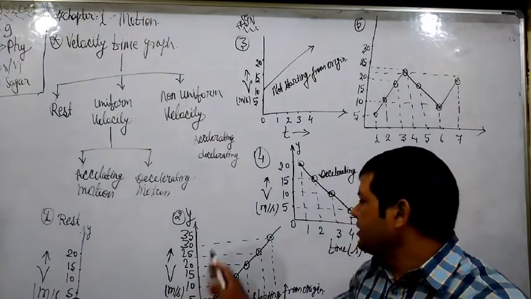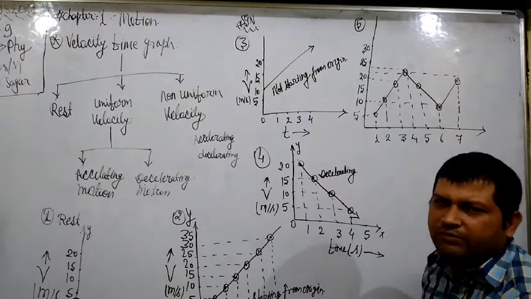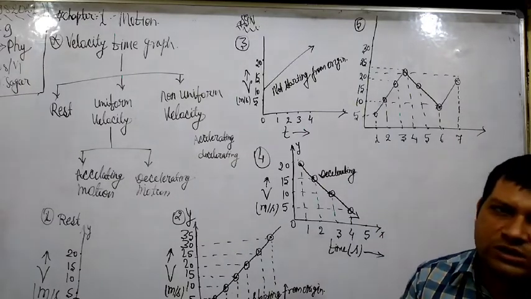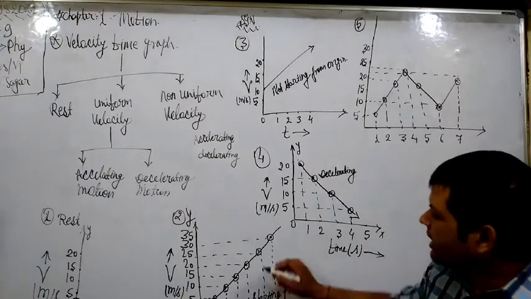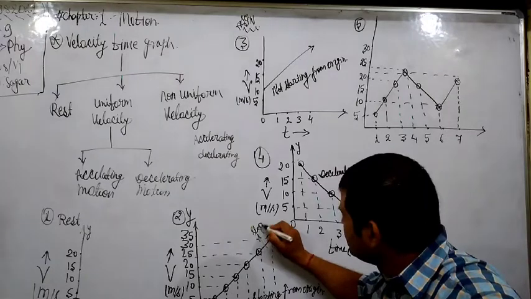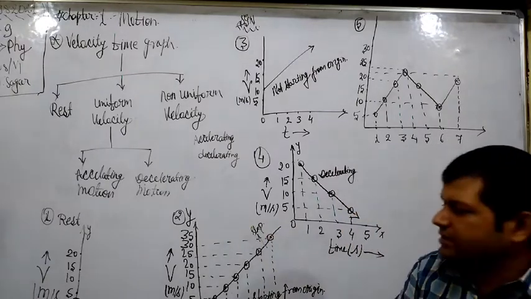And the second, here I have plotted the velocity time graph when the body is moving with uniform velocity. Here it is the slope. The slope gives us acceleration.